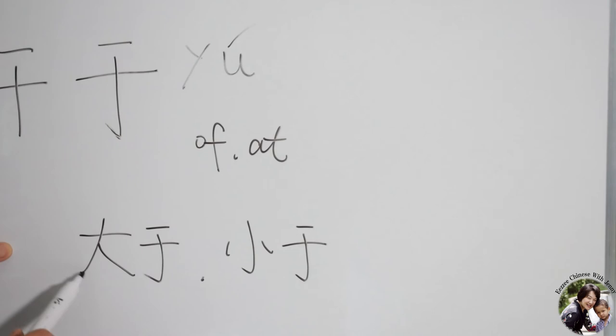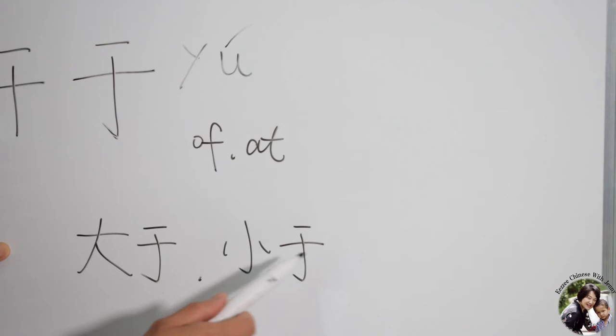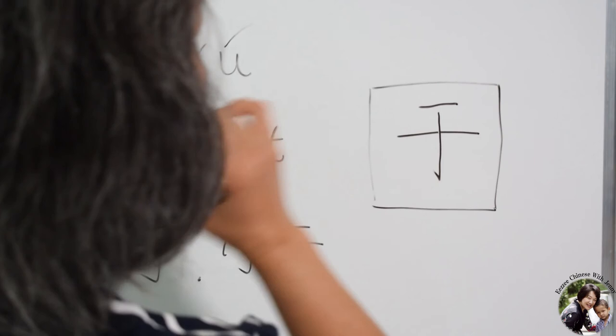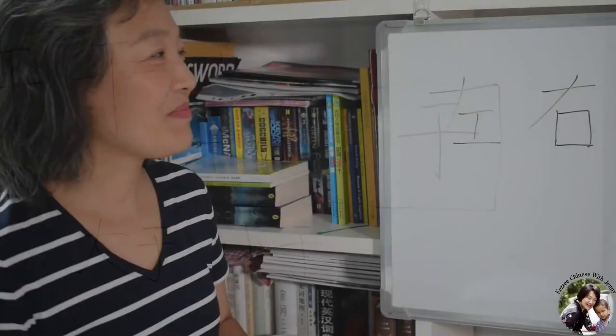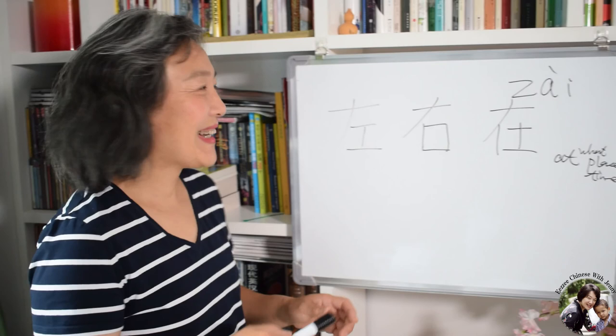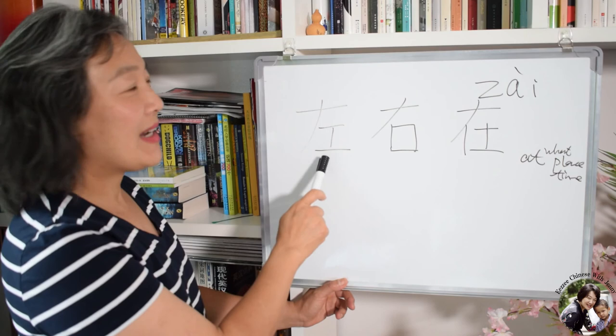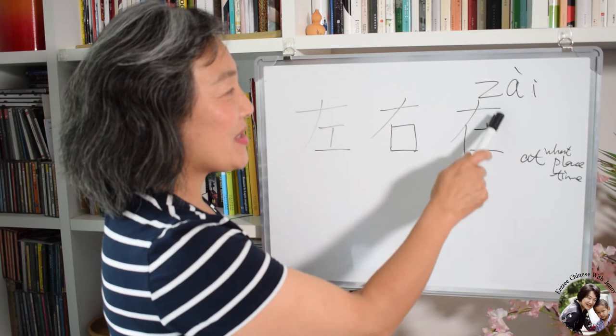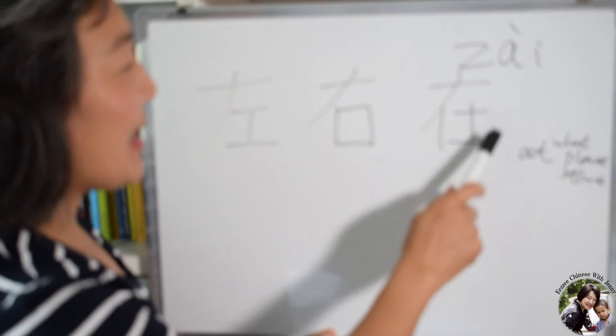If we say 大于 it means more than, 小于 less than. 横竖钩于, of or at. Remember these two characters we have learned before? 左 left, 右 right. And this character I'm going to teach you today is quite similar in terms of writing, but the meaning is different.